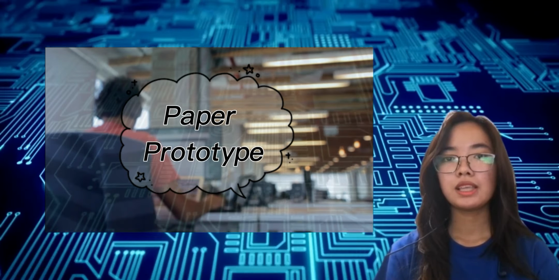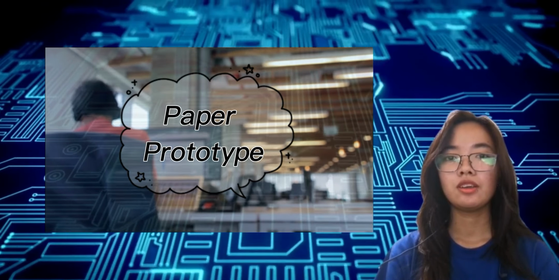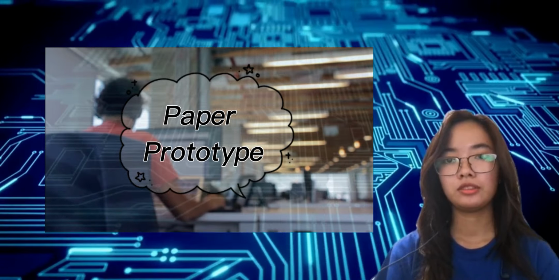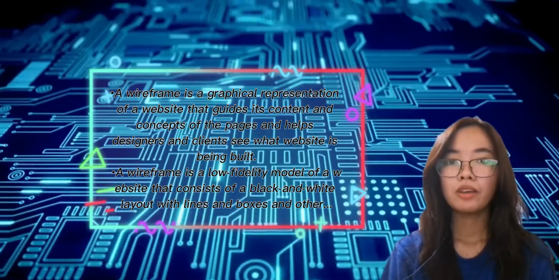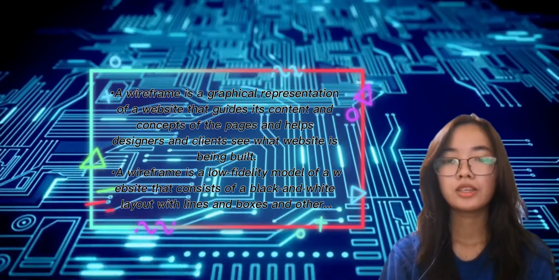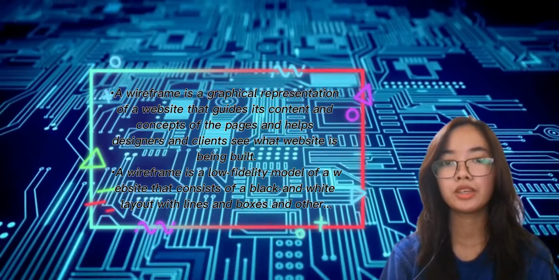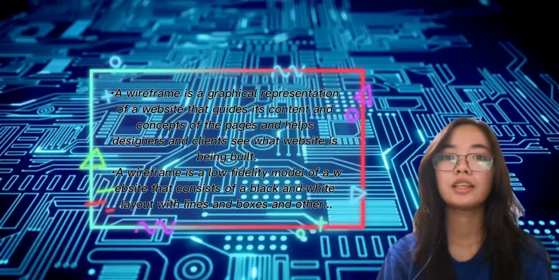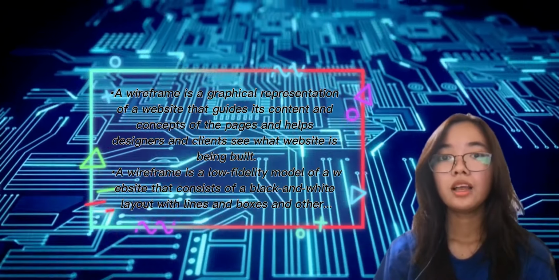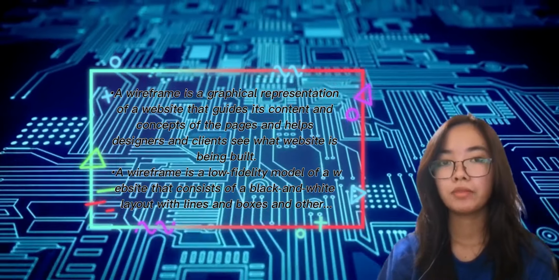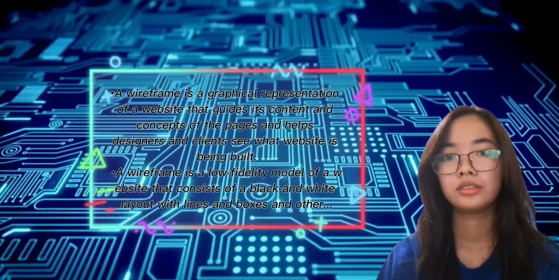A paper prototype is a hand-drawn or printed representation of a user interface or a software product. What is the difference between a wireframe and a prototype? A wireframe is a graphical representation of a website that guides its content and the concept of the pages and helps the designers and clients see what website is being built. While prototypes are usually dynamic and interactive, some even look like the final product.